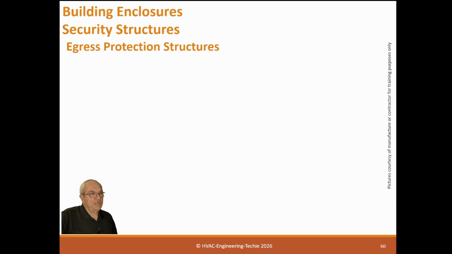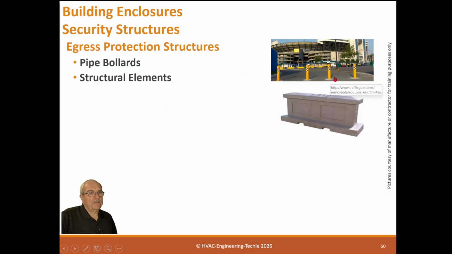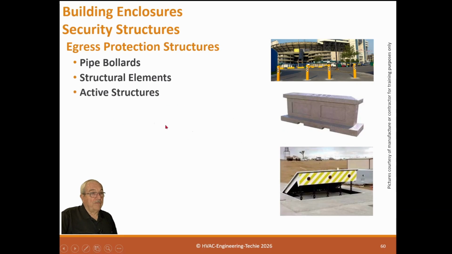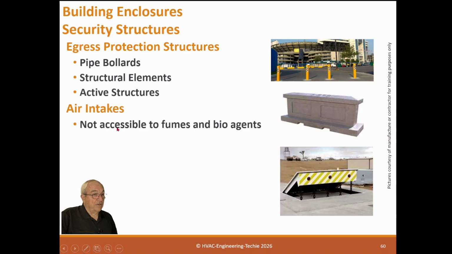Security structures, egress protection structures, pipe bollards to keep people out of areas. We have structural elements that are permanent structures to keep vehicular traffic away from the building. And then we have active structures that are motorized that come up out of the ground to protect a building from access where it shouldn't be, either from people or from motor vehicles. Air intakes is another thing. We want air intakes that are not accessible to fumes or bioagents. So this is a much harder thing to do. We want to protect the building from natural disasters and from man-made disasters.